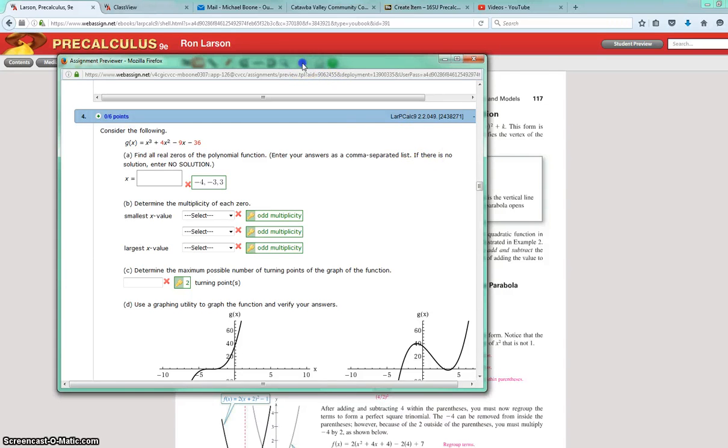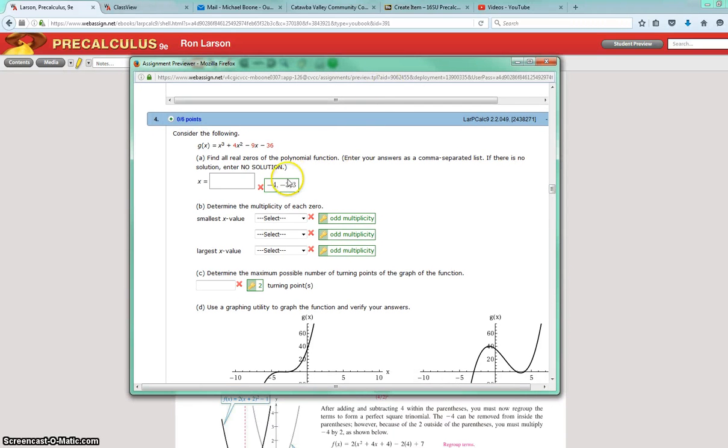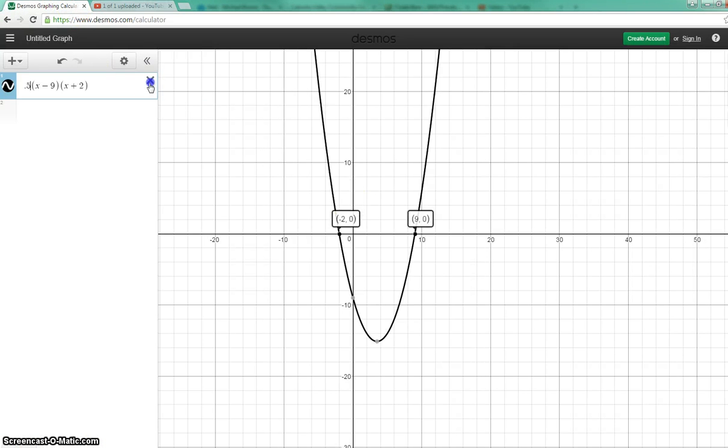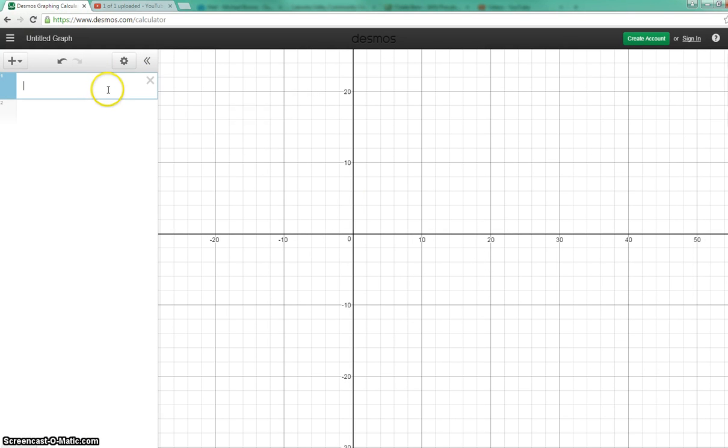All right, in Chapter 2, Section 2, it's talking about the end behaviors of functions. So I first probably want to go to Desmos and just look at some functions and what we're talking about when we say end behaviors.